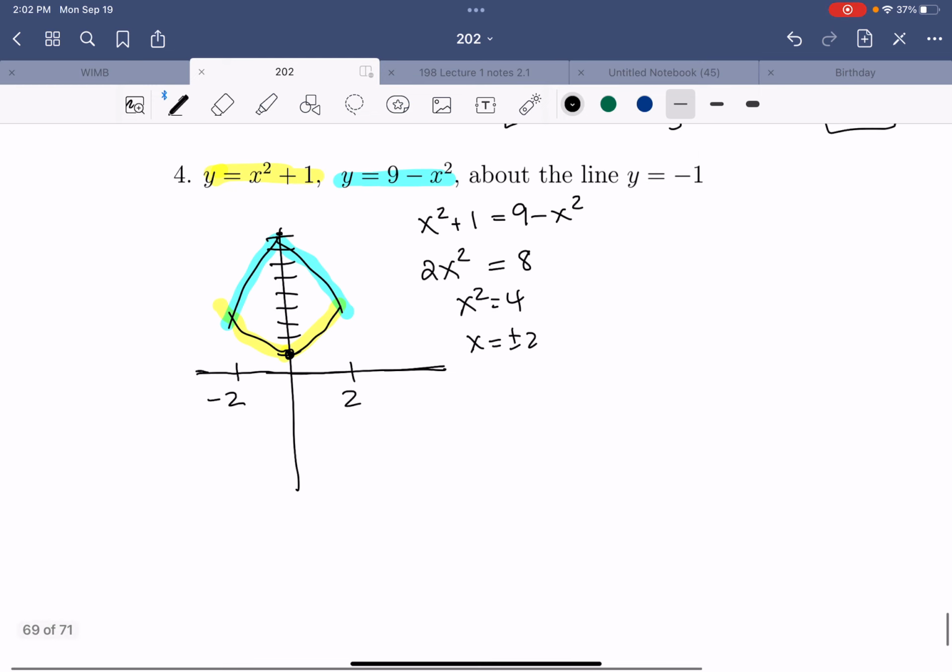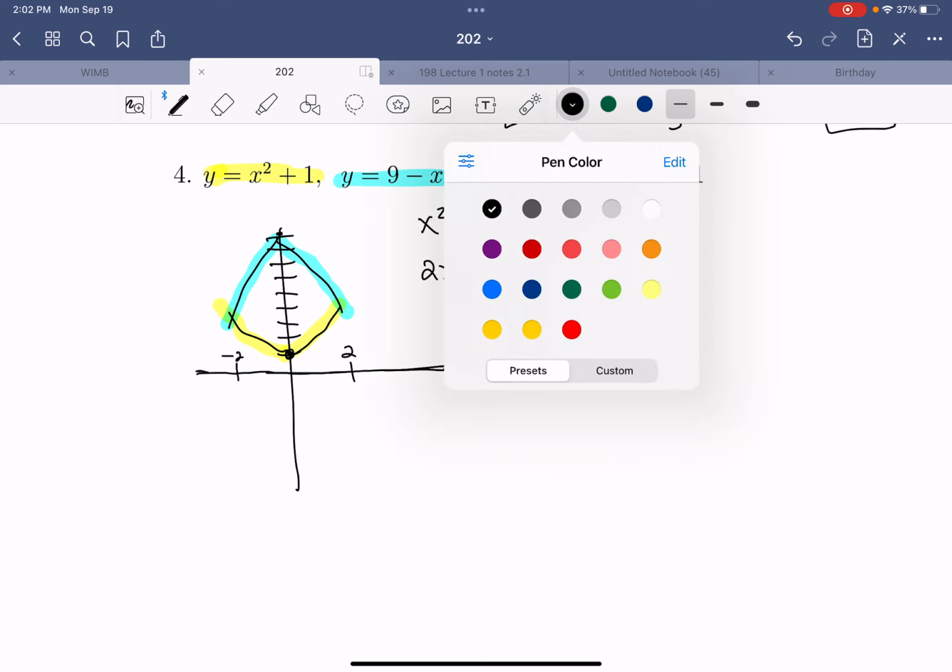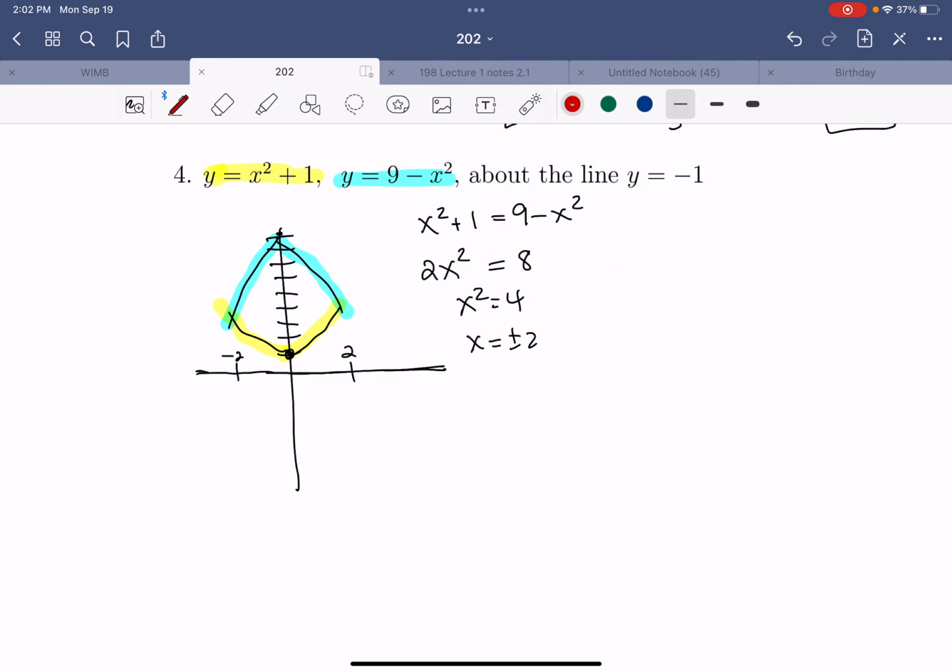Now, I want to rotate that around the line y equals -1. So let me fix this just to get them out of the way. So the line y equals -1 is down here. So I'm revolving it around that line. So that means I want a mirror image down here. So this point is 2 from my revolving axis, so I'm going to go 2 past here.